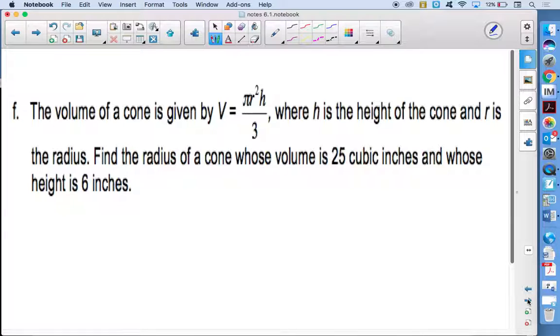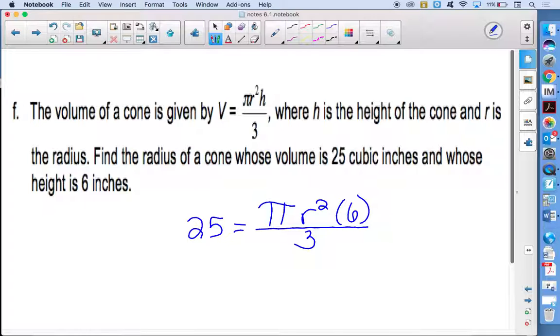Okay, so basically the volume of a cone is given by V equals pi r squared height over 3. Good. And h is the height of the cone, so the height is 6 inches, so we're just going to plug that in. Okay. And anything else? Well, r is the radius. Mm-hmm. Oh, and volume, 25 equals. There we go. Yeah, volume is 25 cubic inches.